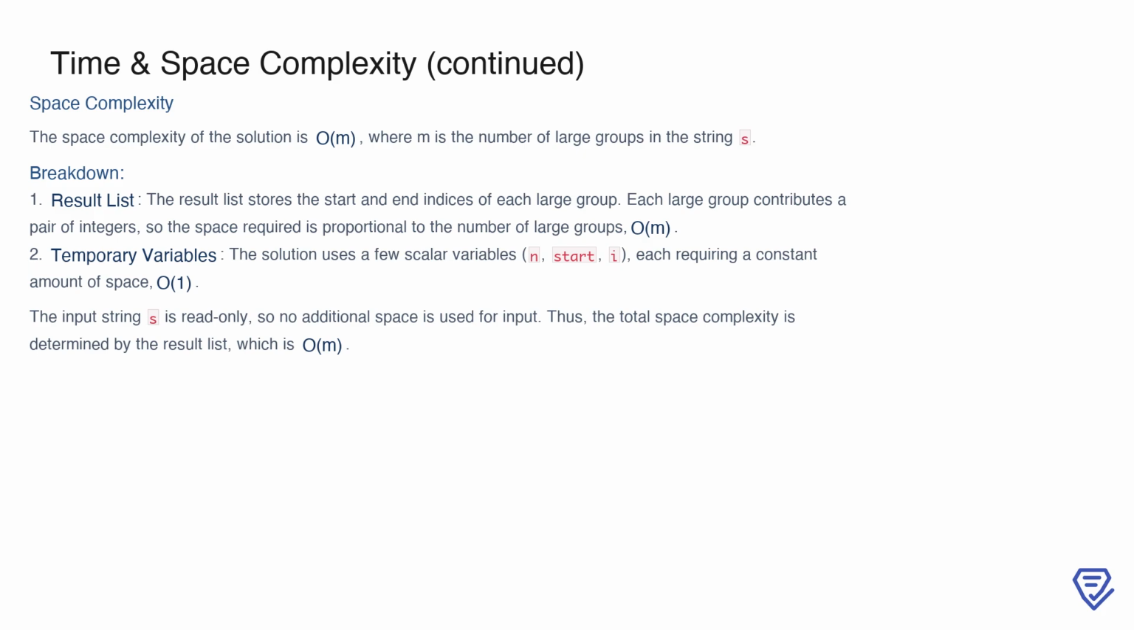The space complexity of the solution is O(m), where m is the number of large groups in the input string s. This is because the result list needs to store the start and end indices for each large group. For every large group, we store a pair of integers, which means the space required grows linearly with the number of large groups. Besides the result list, the solution uses a few temporary variables, such as n, start, and i, which each take constant space, or O(1). Importantly, the input string s is read-only, so it does not contribute additional space usage. Therefore, the dominant factor in space complexity is the result list, leading to a total space complexity of O(m).